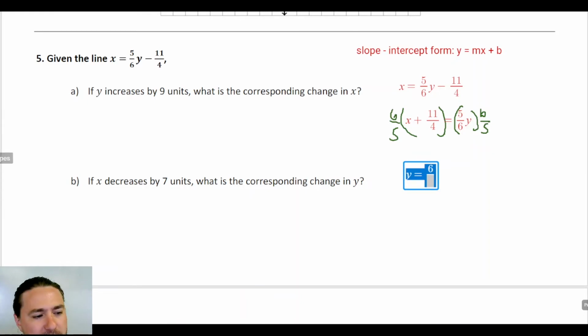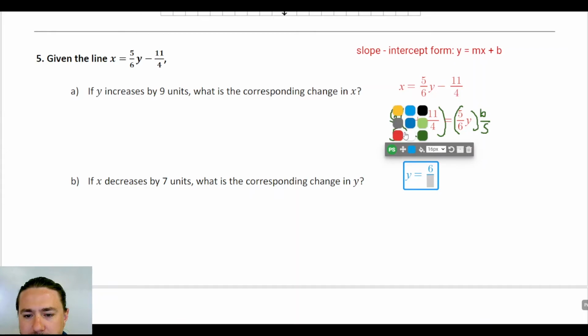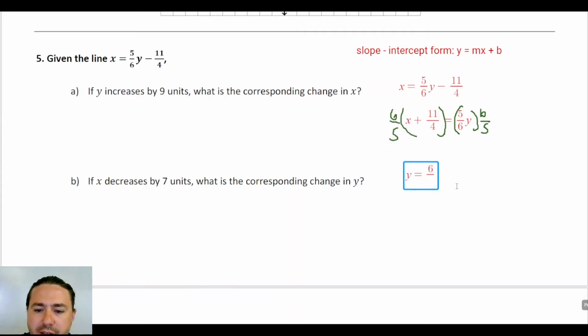Oh, I'm not sure why we switched over to blue there. Let's fix that. There we go. Y equals 6/5 x plus 66/20. And don't worry about reducing this. It'd be 33/10, but it's not really necessary.